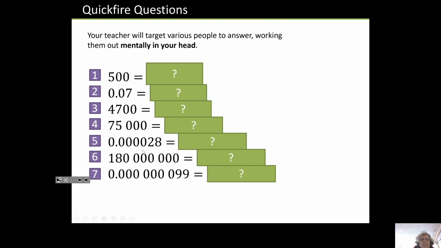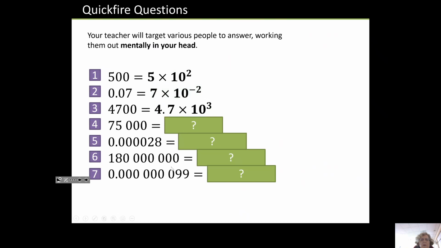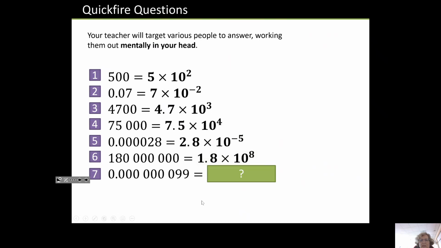Welcome back. So you should have, for the first one, 5 times 10 to the power 2. Second one, 7 times 10 to the power -2. Third, 4.7 times 10 to the power 3. 7.5 times 10 to the power 4. 2.8 times 10 to the -5. 1.8 times 10 to the 8. And 9.9 times 10 to the power -8. Hopefully you've got all of those correct.